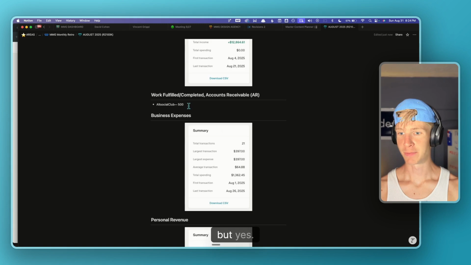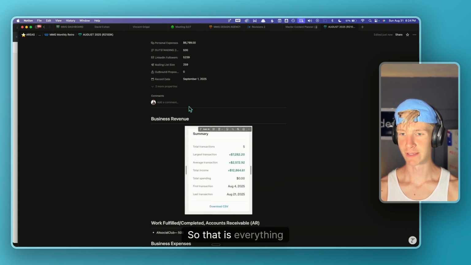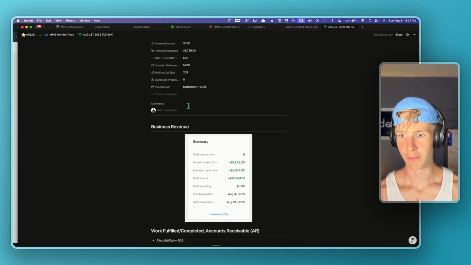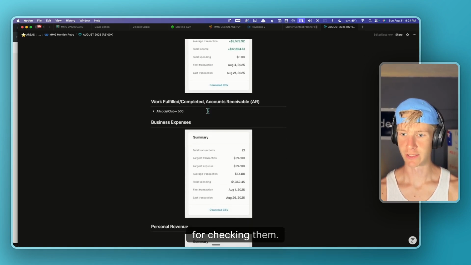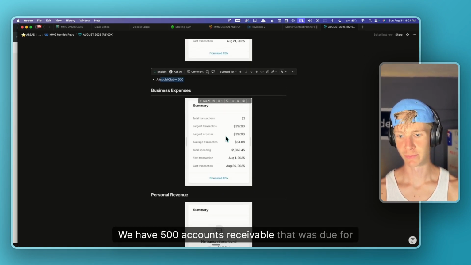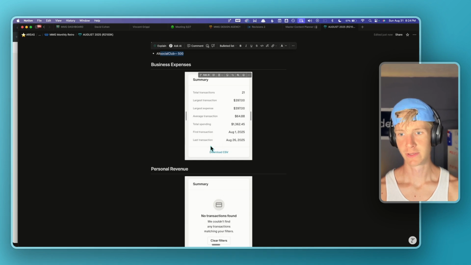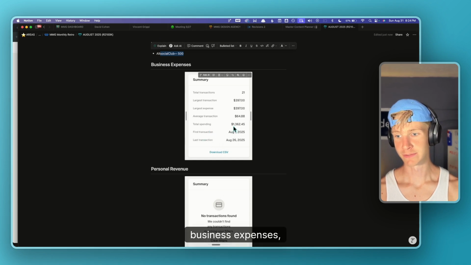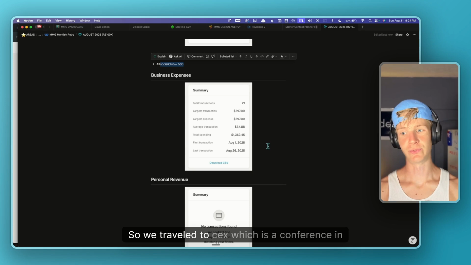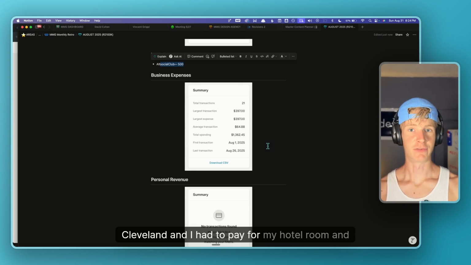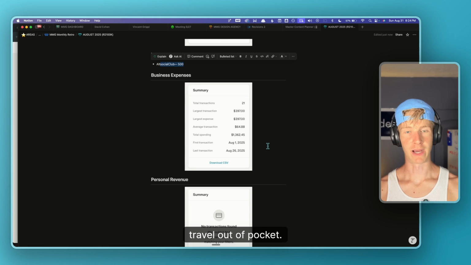But yes, so that is everything from Notion. I keep screenshots in here just to be accountable for checking them. We have 500 in accounts receivable that was due for work completed this month. Business expenses 1,300. And that was due to a couple things. So we traveled to CEX, which is a conference in Cleveland, and I had to pay for my hotel room and travel out of pocket.